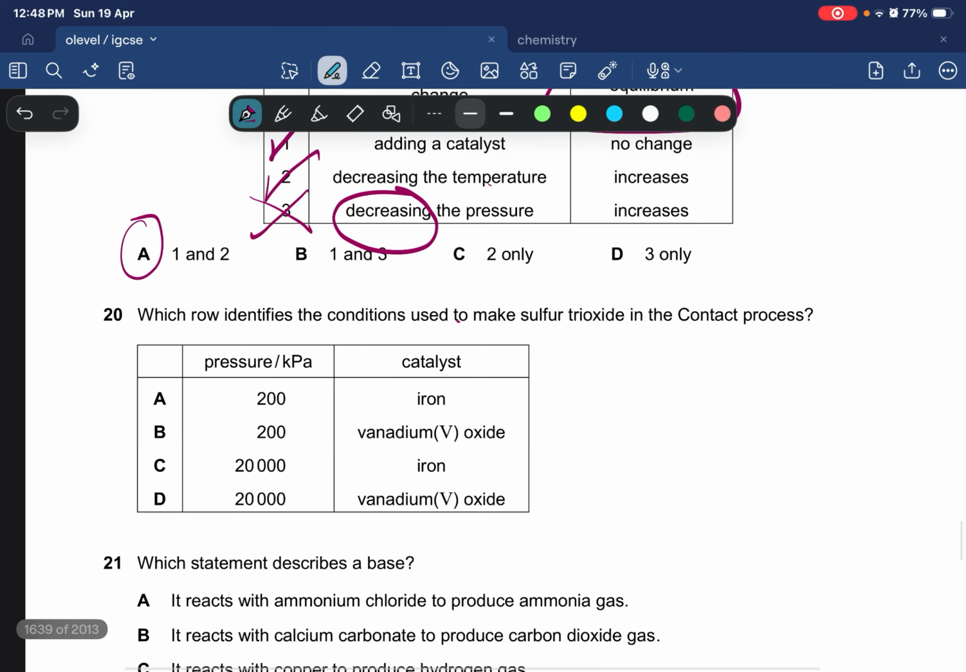Which identifies the conditions used to make sulfur trioxide in the contact process? You have to learn the conditions: 200 kilopascals, temperature, and vanadium oxide catalyst. This iron is used in the Haber process, not in the contact process.